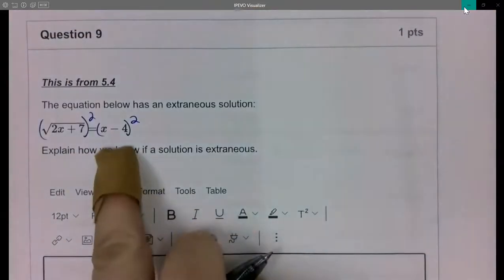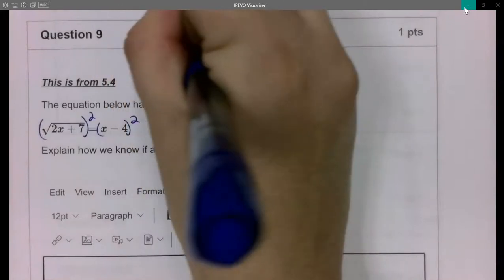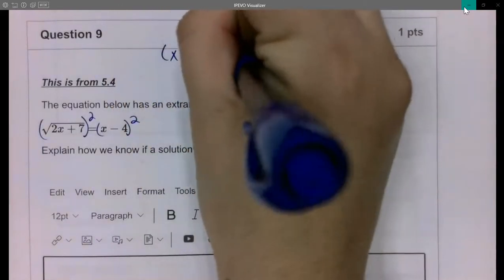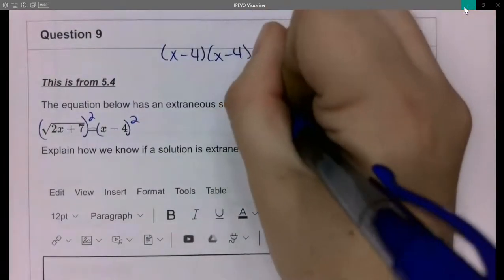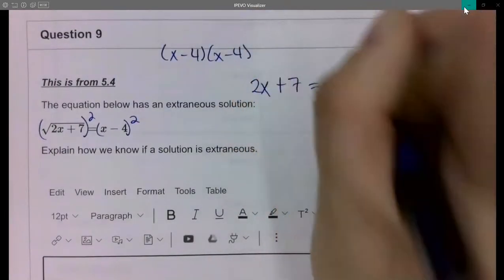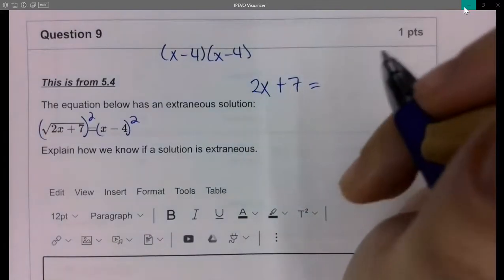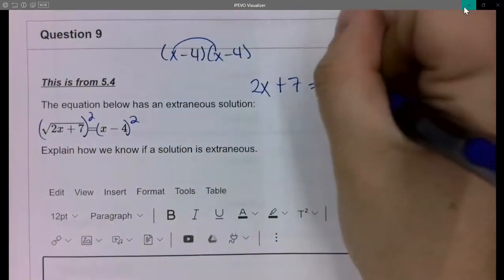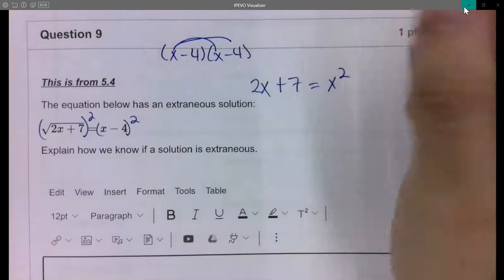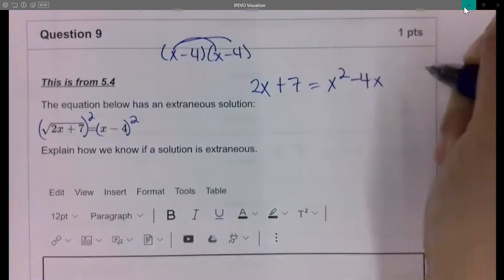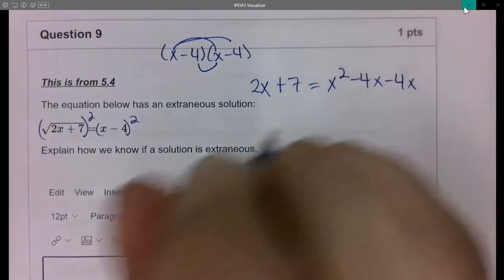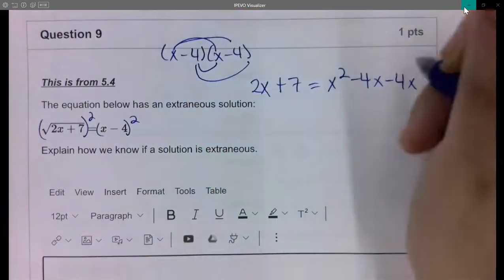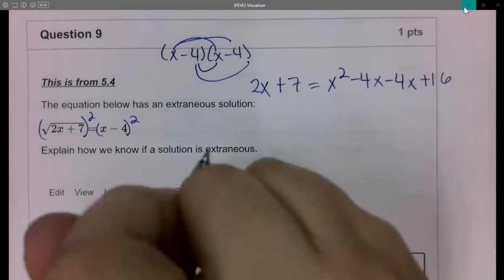So if I squared both sides, I am really having a binomial squared. So I have x minus 4 times x minus 4. On the right side, when I square it, it's just going to be 2x plus 7. And then, that was the left side. On the right side, I have x times x, which gives me x squared. X times negative 4, which gives me negative 4x. Negative 4 times x gives me negative 4x. Negative 4 times negative 4 is 16.